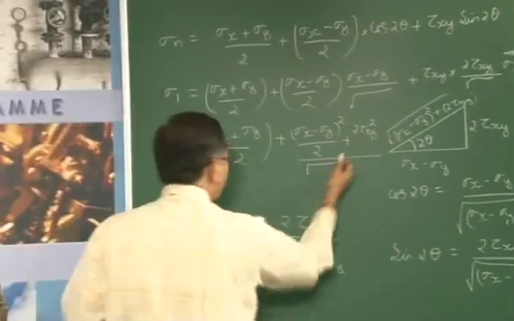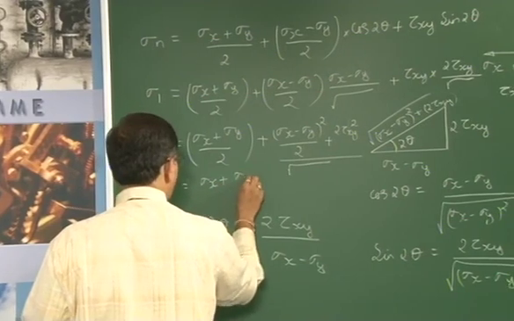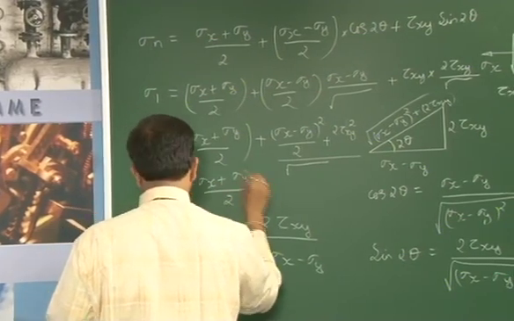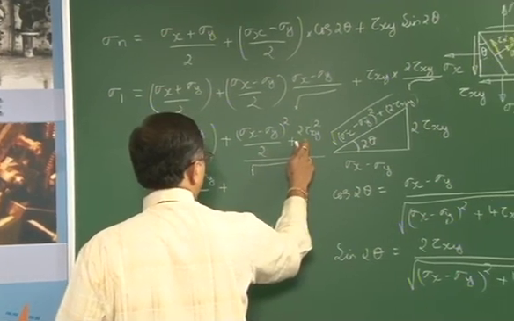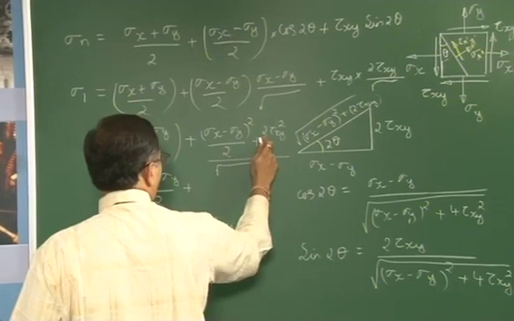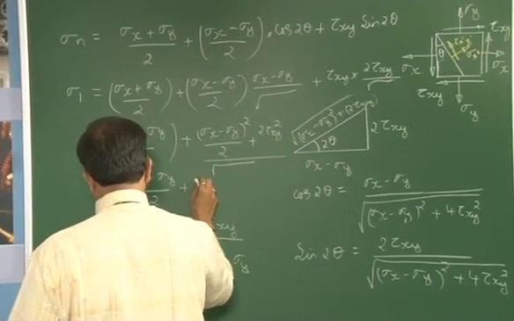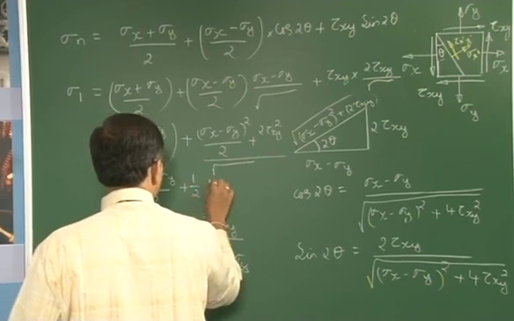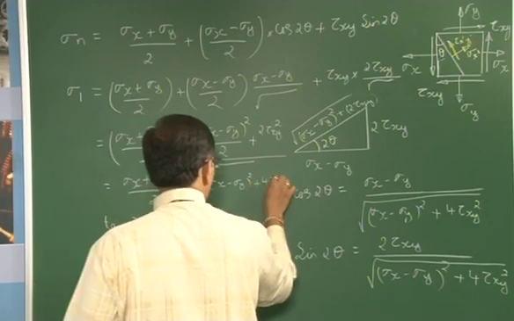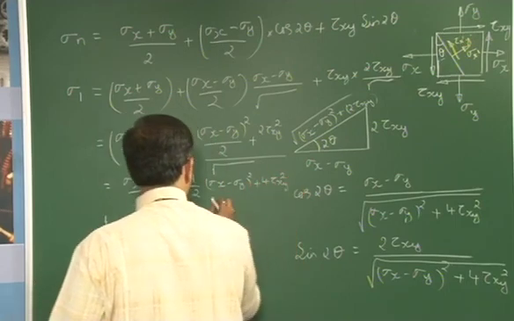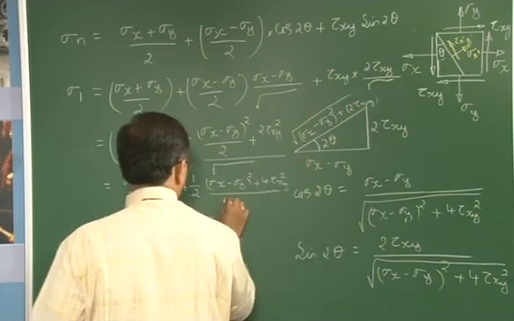Now simplifying further, we would get sigma x plus sigma y by 2 plus, if you observe this, if I take this 2 into this, I would get 4 tau xy, and the half would come out. So this would become half times sigma x minus sigma y whole square plus 4 tau xy whole square, divided by the square root of the same expression.